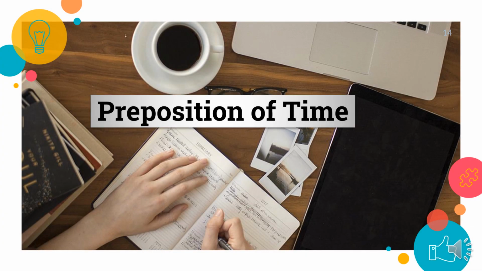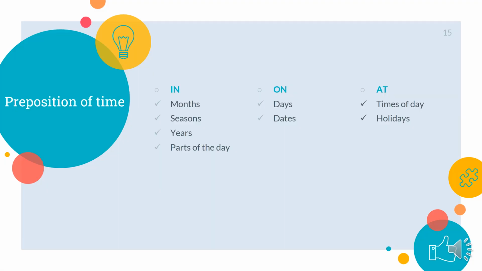Let's see a little bit about grammar. We're going to study the preposition of time. We have, in this occasion, three kinds of preposition of time. We have in, on, and at. In, on, at. Those are prepositions about time.